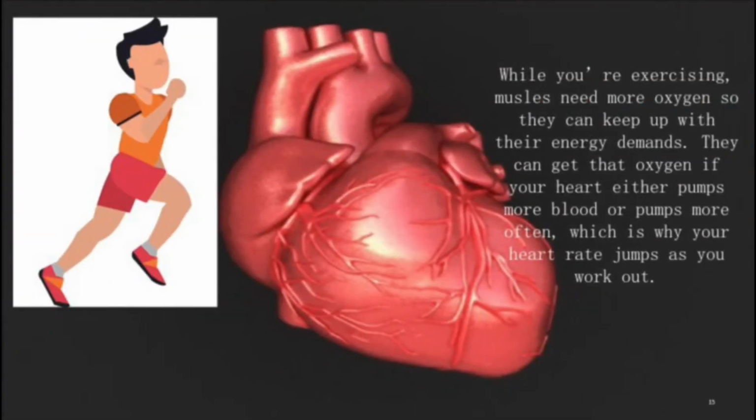While you're exercising, muscles need more oxygen so they can keep up with their energy demands. They can get that oxygen if your heart either pumps more blood or pumps more often, which is why your heart rate jumps as you work out.